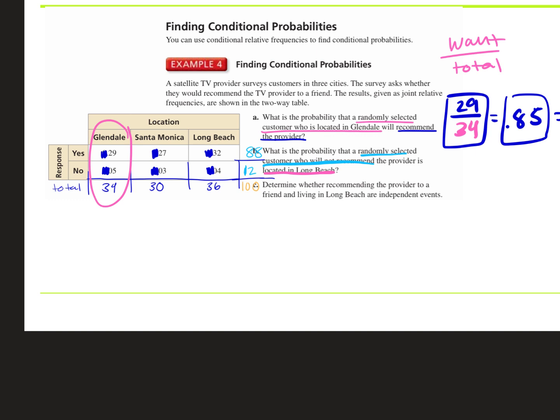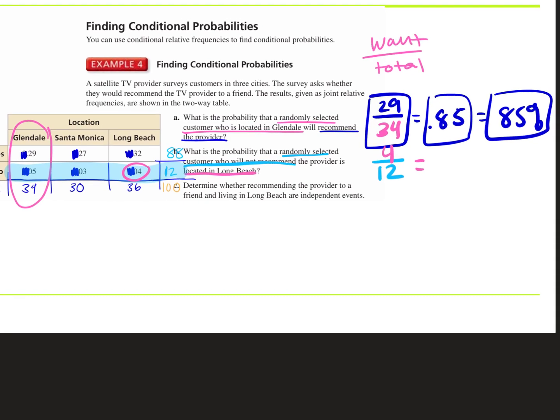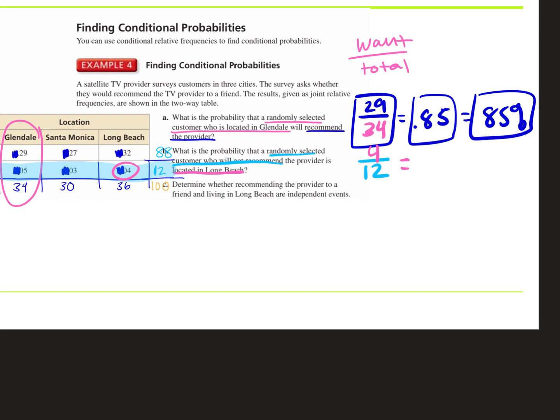What's the total amount of people that do not recommend the provider? 12. All these people said no, 12. So that's my total. And out of that, how many are located in Long Beach? 4. Can I simplify 4 over 12? To what? 1 over 3.